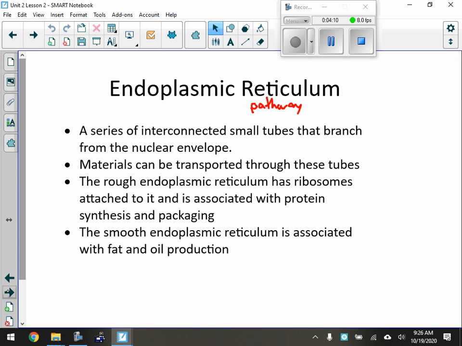The rough endoplasmic reticulum has ribosomes attached to it and is associated with protein synthesis and packaging. And the smooth endoplasmic reticulum is associated with fat and oil production. We probably need to know those 2 things for sure. Okay, there's both a smooth and a rough endoplasmic reticulum. Make sure you know both parts, of course, and what their jobs are. So the smooth is fat and oil production, and the rough is associated with protein synthesis and packaging.